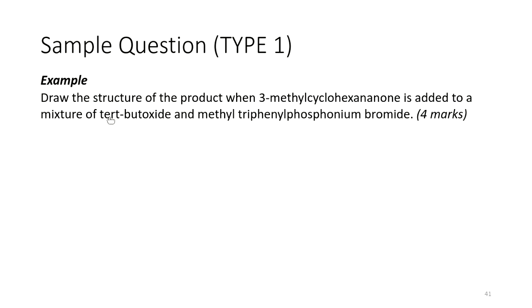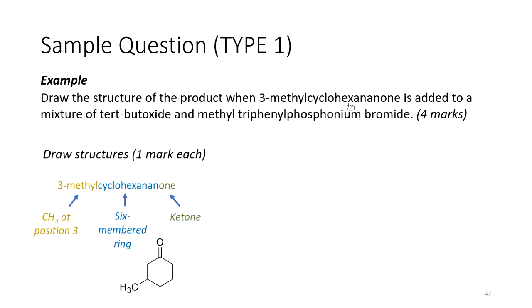Right away, we know that tert-butoxide is a base. We have a ketone and we have a phosphonium salt. And so let us work out step by step what's happening. First thing, draw structures and pick up marks.